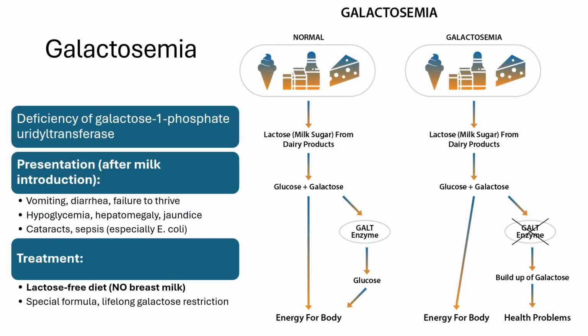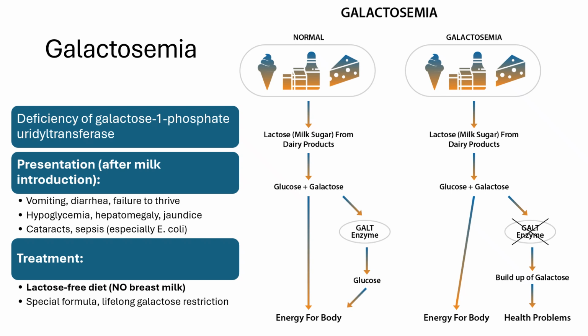Galactosemia creates a metabolic trap triggered by milk feeding. The enzyme galactose-1-phosphate uridyl transferase normally converts galactose from lactose into glucose. Without it, galactose-1-phosphate accumulates in cells, disrupting multiple organ systems through mechanisms still not fully understood.